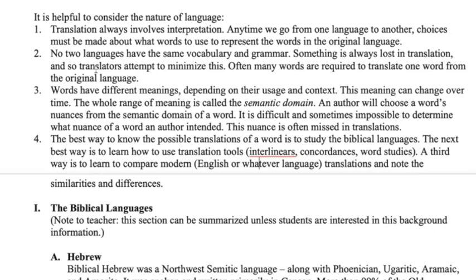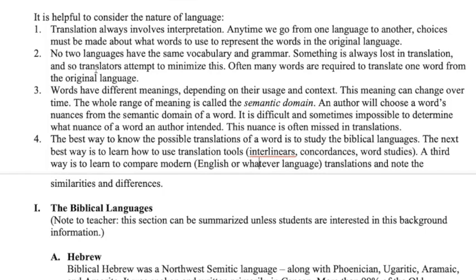Number three, words have different meanings depending on their usage and context. This meaning can change over time. The whole range of meaning is called the semantic domain. So it's kind of like a circle. Within that circle for the word, there are many possibilities. Whatever the possibilities are is what's called the semantic domain.